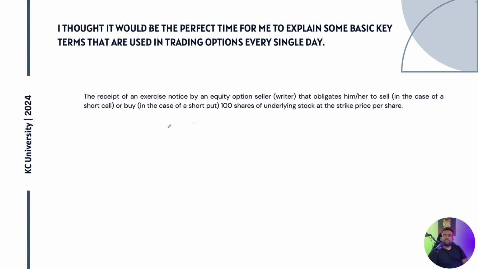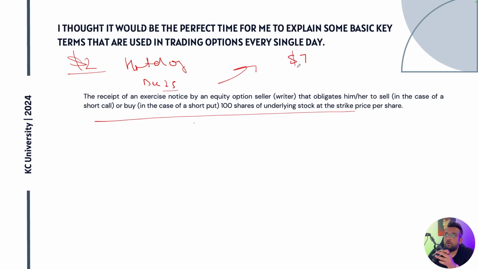The first one is the receipt of an option exercise. I'll just give you an example: think of it as a coupon. That's pretty much what an option contract is. So you have a coupon for $2 that you can use for a hot dog, and the coupon expires December 25th. When you go to that stand, you see hot dogs are $7. So you take your coupon out, and they give it to you for the $2. That's options.